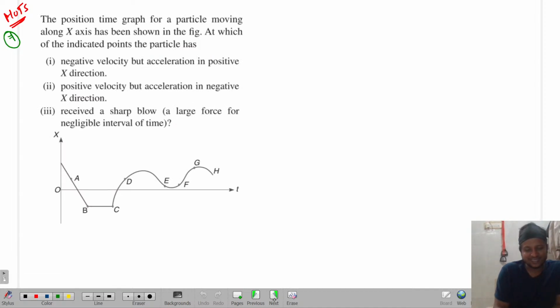So now we are moving to JEE Advanced level. First question of JEE Advanced. The position time graph of a particle moving along the x-axis has been shown in the figure. At which of the indicated points does the particle have negative velocity but acceleration in the positive x direction? You have to follow my graphical analysis videos for these things. Negative velocity, positive acceleration; negative velocity, negative acceleration. I have done all of these kinds of things. Second case, positive velocity but acceleration in the negative x direction. Third case, received a sharp blow by a large force for a negligible interval of time. Can you show me what is happening in this graph? Anyone?